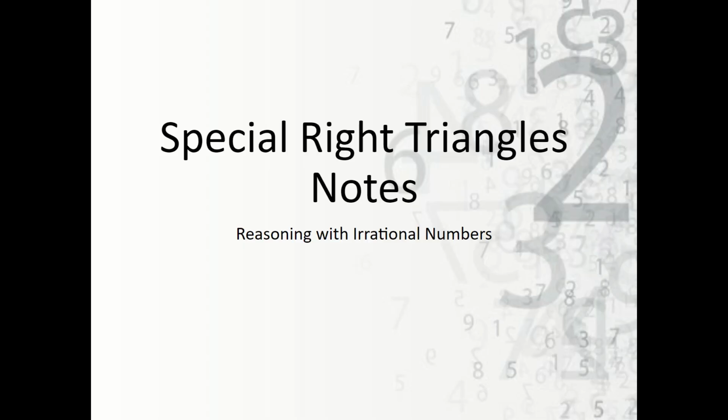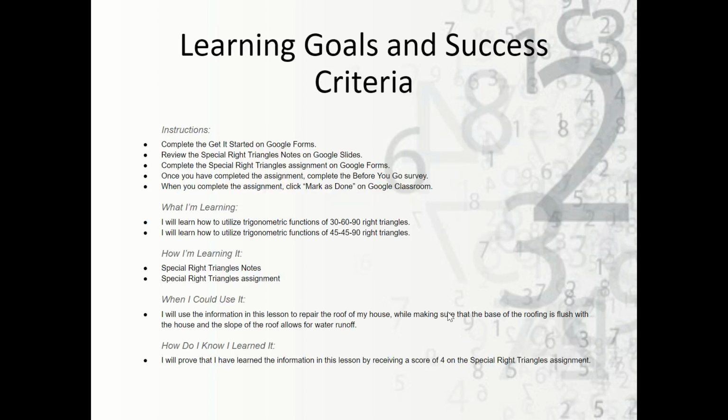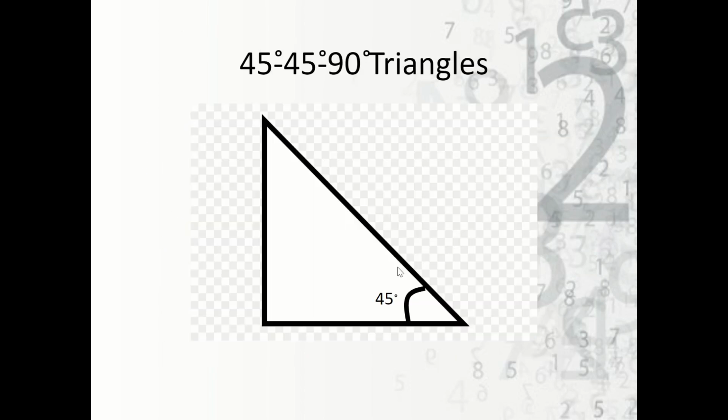Let's take a look now at the special right triangles notes. Our notes begin with the learning goals and success criteria. Now let's talk about what a 45, 45, 90 degree triangle looks like. So what this means is we're going to have our 90 degree angle here, and each of the other two angles will be 45 degrees. And because these two angles are exactly the same, that means that the side lengths opposite of them should be the same. So we're going to treat this as a unit.